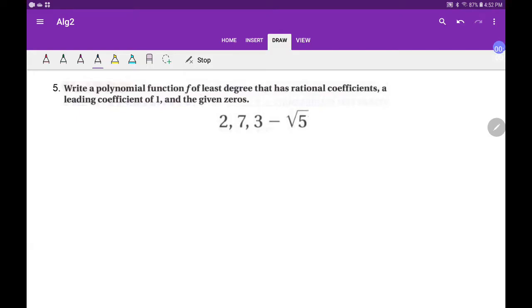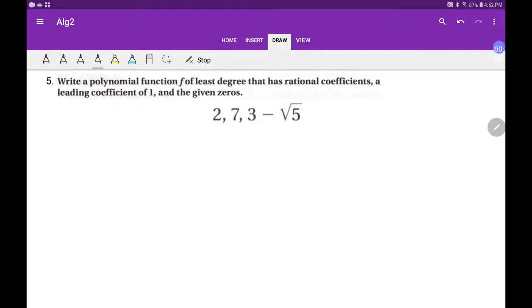Alright, we're well familiar with these problems now. We know it's probably going to take a while. This 2 means I have x minus 2 as a factor, and the 7 means I have x minus 7 as a factor, because that 7 goes with negative 7 to make 0, you understand.